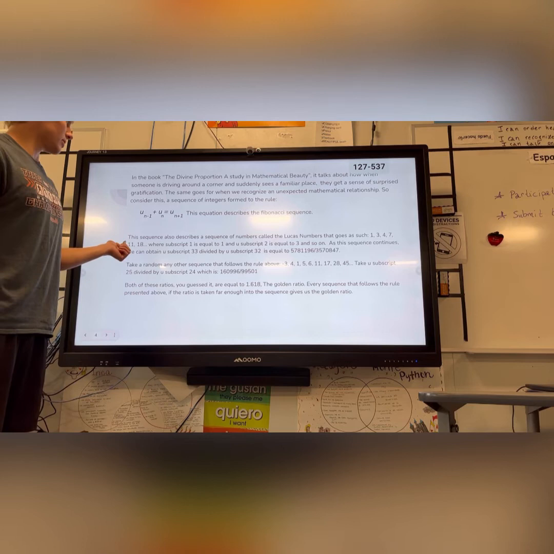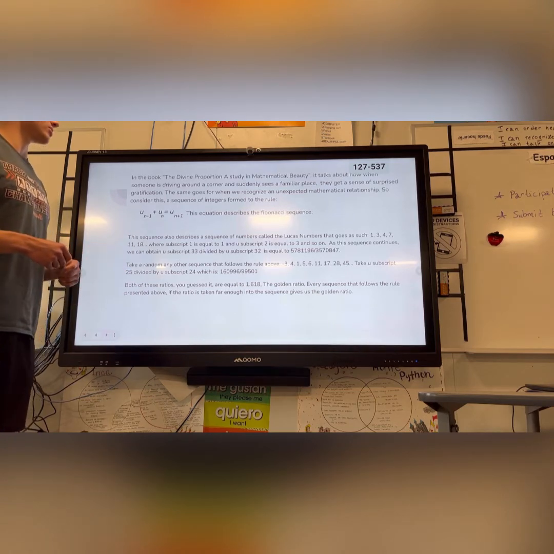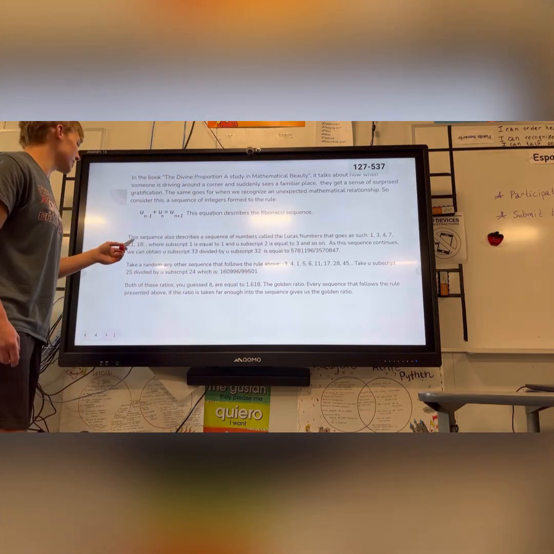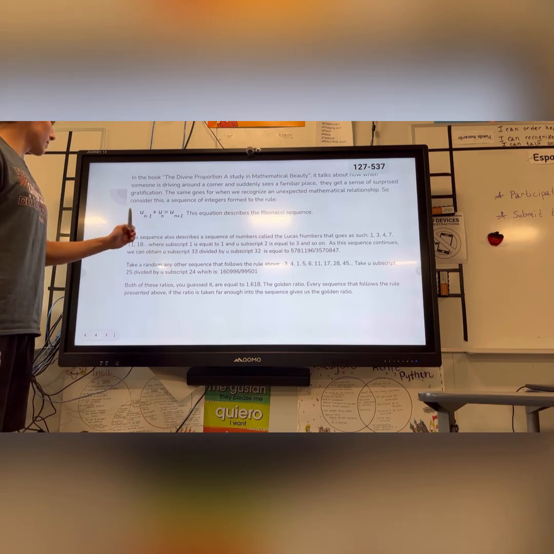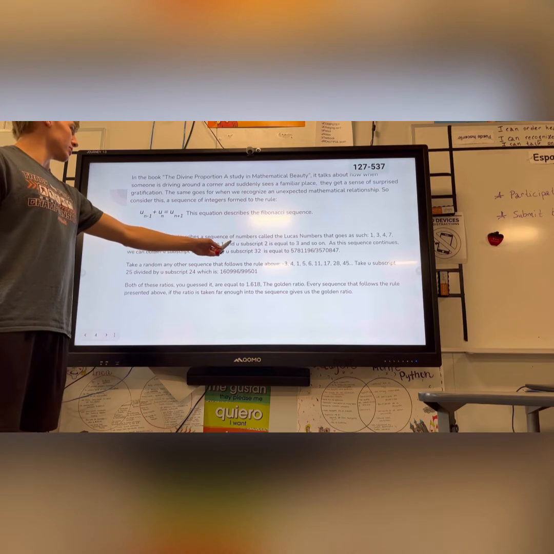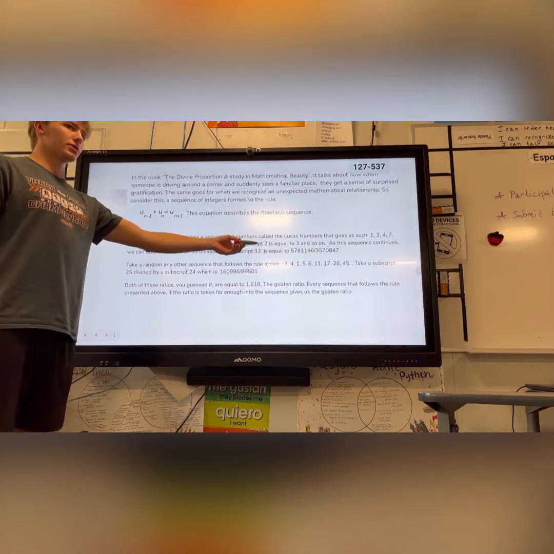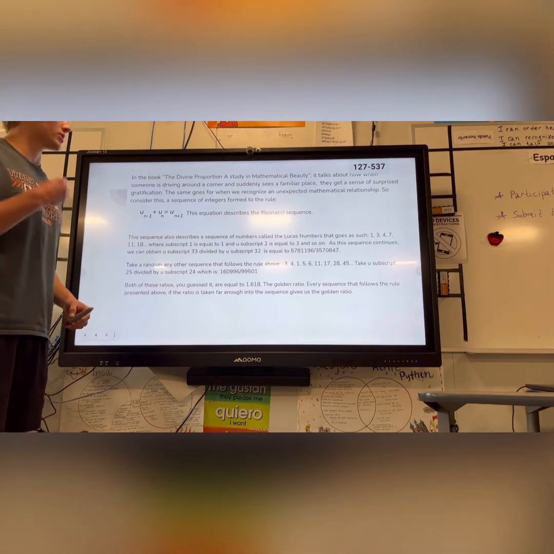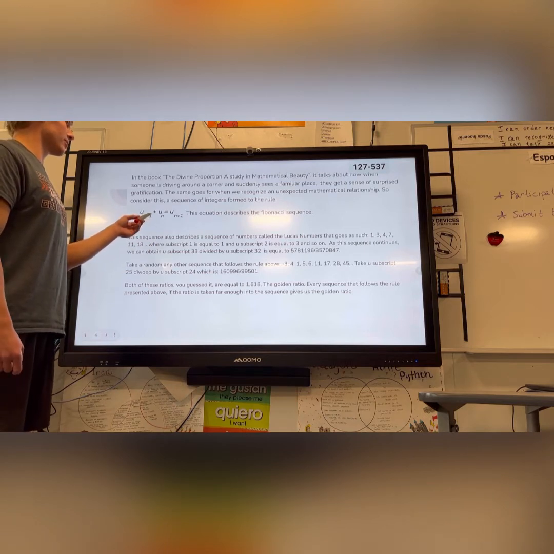And it also describes a sequence of numbers called the Lucas numbers that goes as such over here: 1, 3, 4, 7, 11, and 18. And so U subscript 1 is equal to 1, and U subscript 2 is equal to 3. I couldn't put this in an equation because Slides doesn't let you, so it'd be easier to read if it was an equation. But it's basically just explaining this right here.